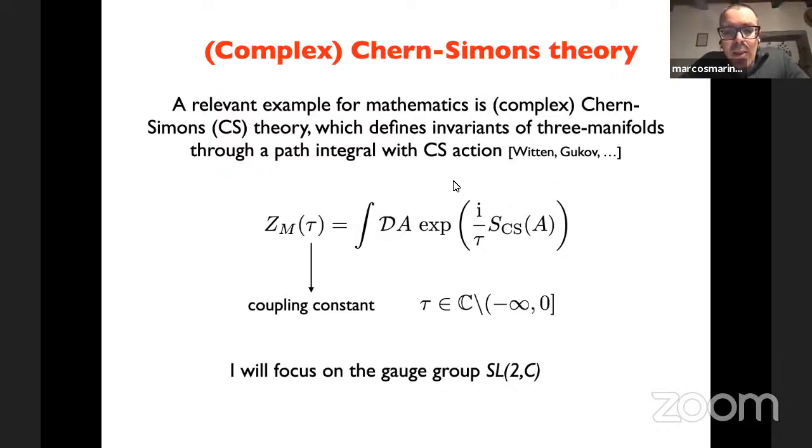Now, here I'm a little bit sloppy, I'm not writing things very precisely, but essentially you have the Chern-Simons functional of a gauge connection A. You can define a partition function by doing this path integral. Now here you see the role of h-bar is played by tau. And in the case in which you take a complex gauge group, tau is naturally a complex coupling constant. So tau plays the role of h-bar, but naturally is a complex coupling constant. And you can actually see that the theory is well defined if tau is a complex number which is non-negative. Now in this example, I will focus on the simplest case, which is the complex gauge group SL(2,C). And this complex Chern-Simons theory defines invariants of the manifold M in which you have defined this Chern-Simons theory, which are functions of this coupling constant tau.